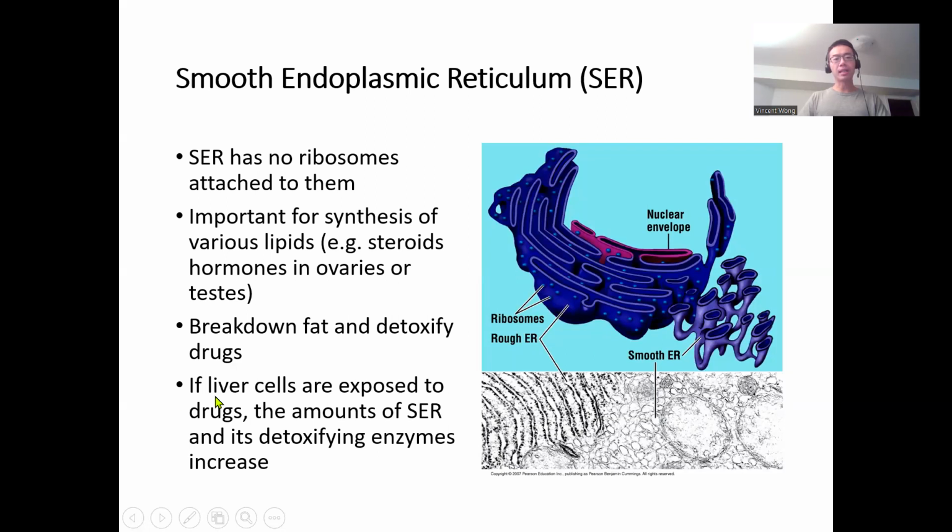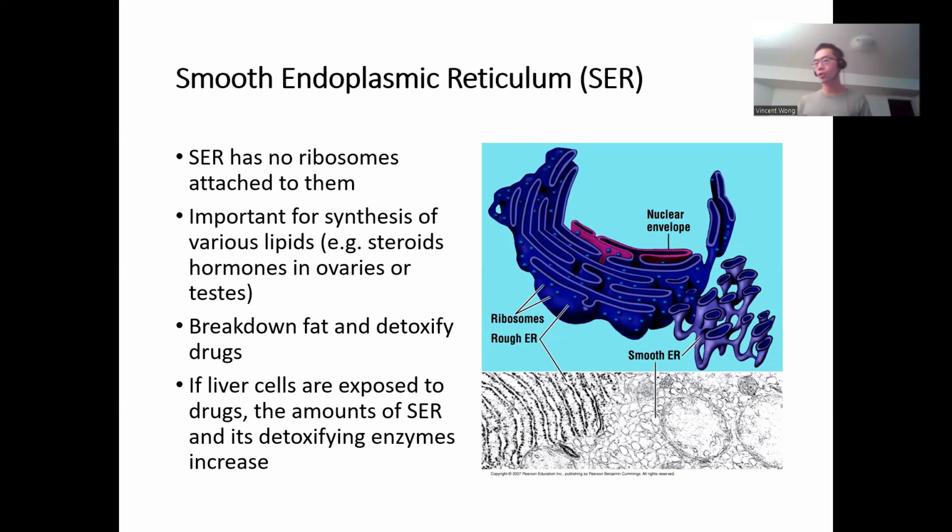Another interesting thing is the cell can increase or decrease the number of organelles to match the current demand of the body. For example, if the liver is exposed to drugs, let's say you're on antibiotics, all of a sudden there's a demand to break them down, then it's possible for the liver cells to increase the amount of SER in it, to help cope with this sudden increase in medicine in your body.